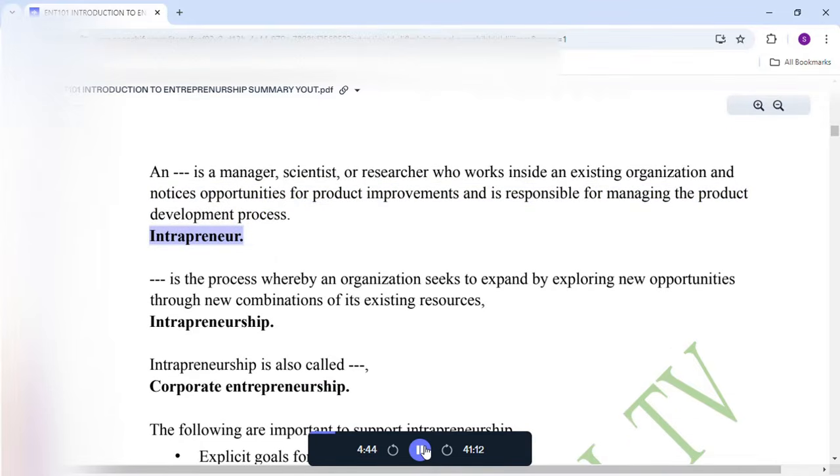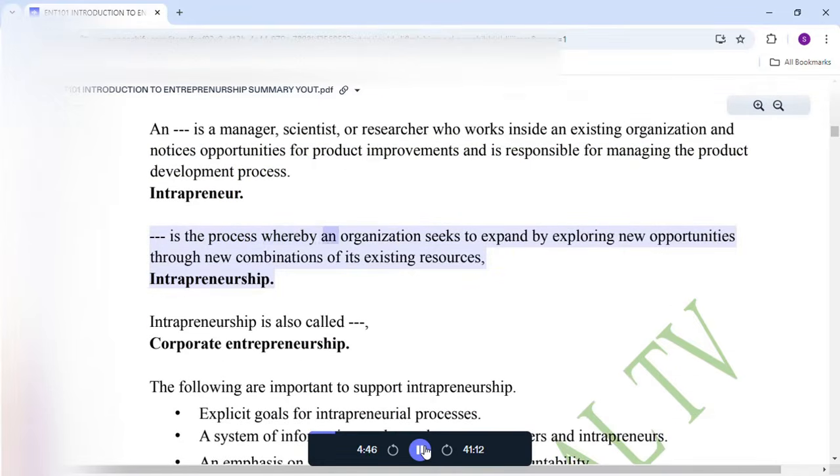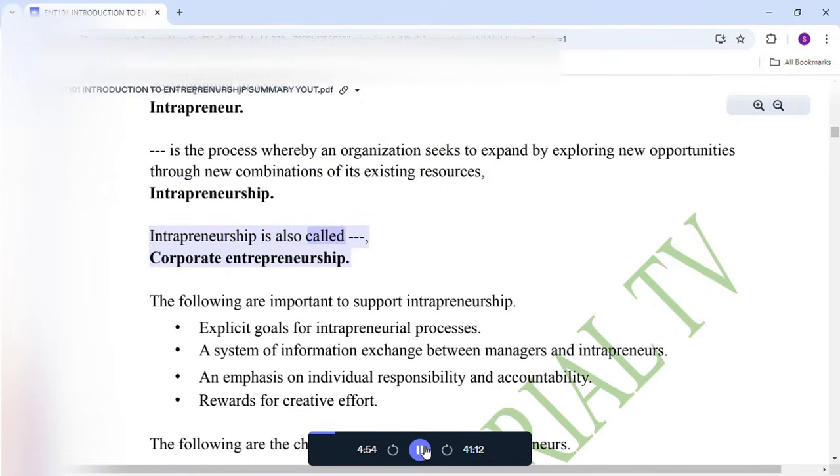Entrepreneurship is the process whereby an organization seeks to expand by exploring new opportunities through new combinations of its existing resources. Entrepreneurship is also called corporate entrepreneurship.